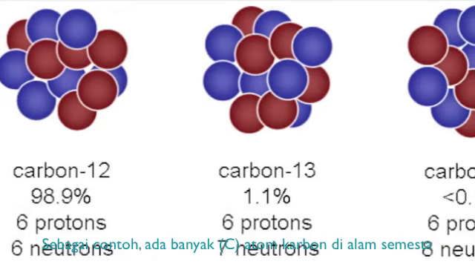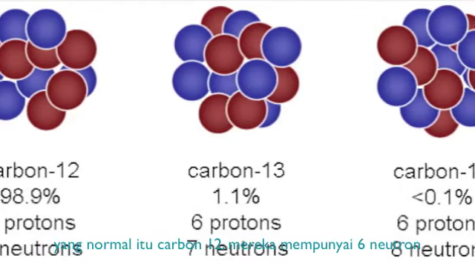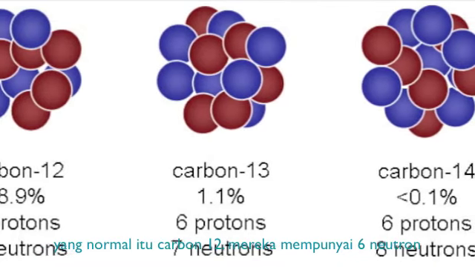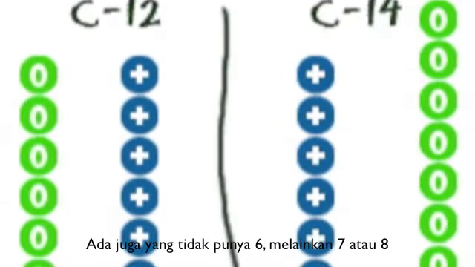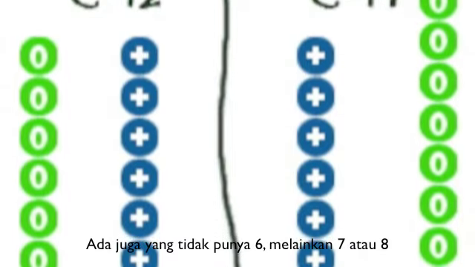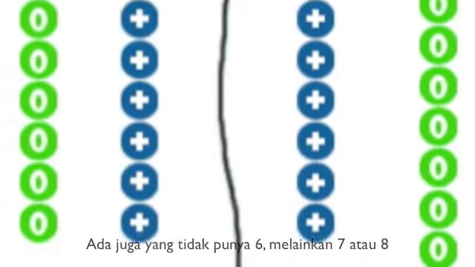For example, there are a lot of carbon atoms in the universe. The normal one is carbon-12. Those atoms have 6 neutrons. There are a few other atoms that don't have 6. Those odd ones may have 7 or 8 neutrons.